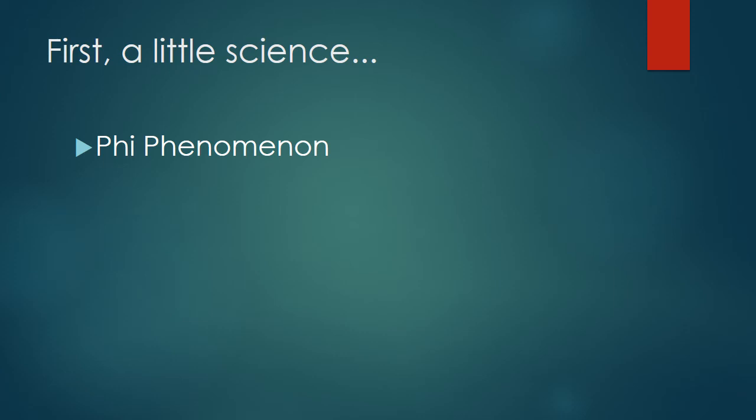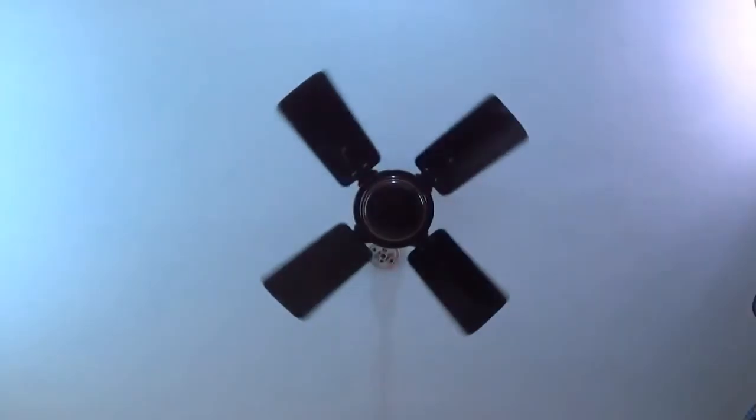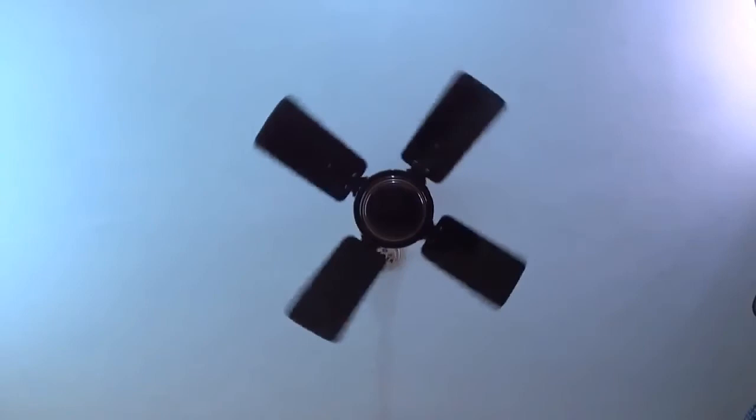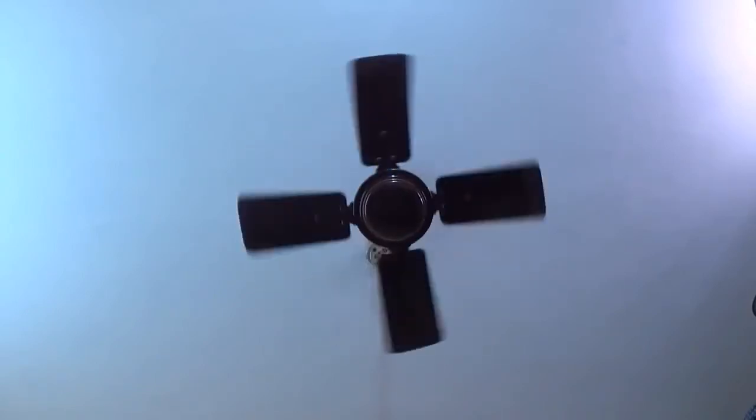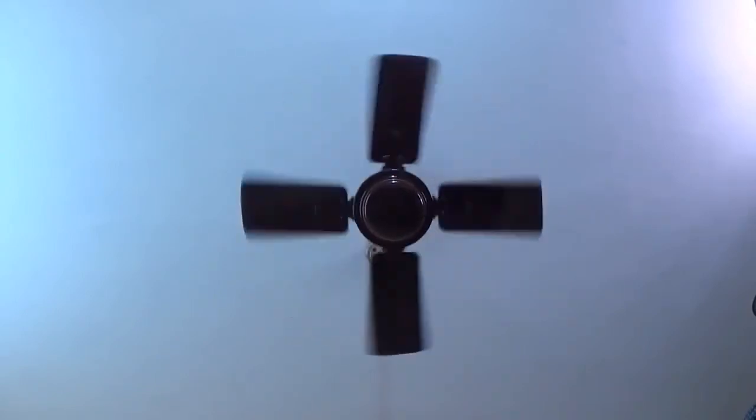Now, the second one is fairly related to this, the phi phenomenon, discovered by Max Wertheimer in the year 1912, so after movies started being made. And this also involves a blending, where if something is moving fast enough, we see it as a single instead of the single blades of a fan moving one by one.